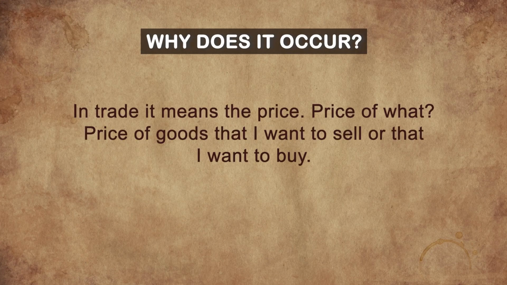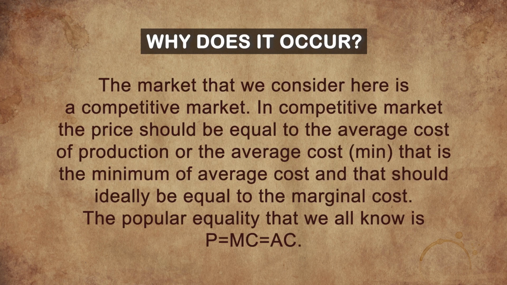And in trade, it means the price. Price of what? Price of goods that I want to sell or that I want to buy. And the market that we consider here is a competitive market. In a competitive market, the price should be equal to the average cost of production, or the average cost minimum. What we know is the minimum of average cost, and that should ideally be equal to your marginal cost. The popular equality that we all know is P = MC = AC.